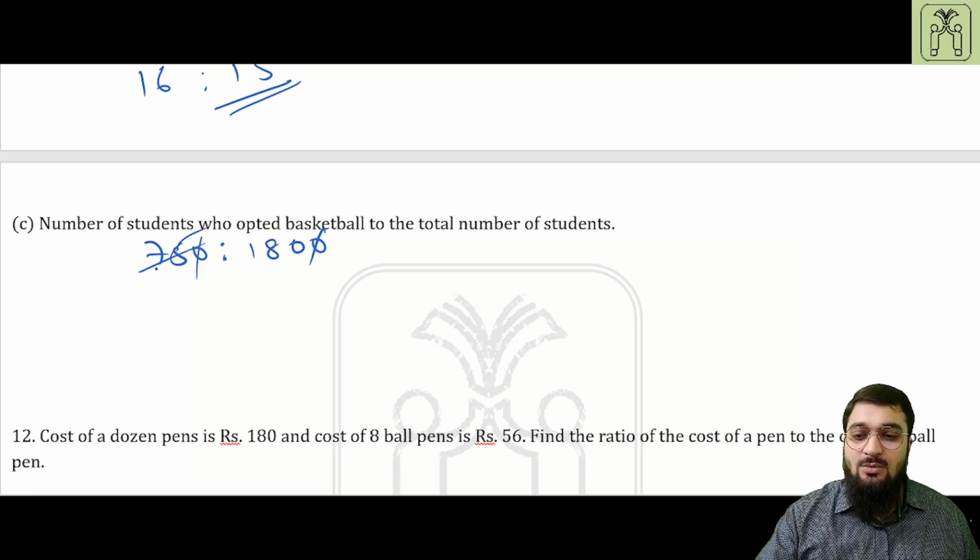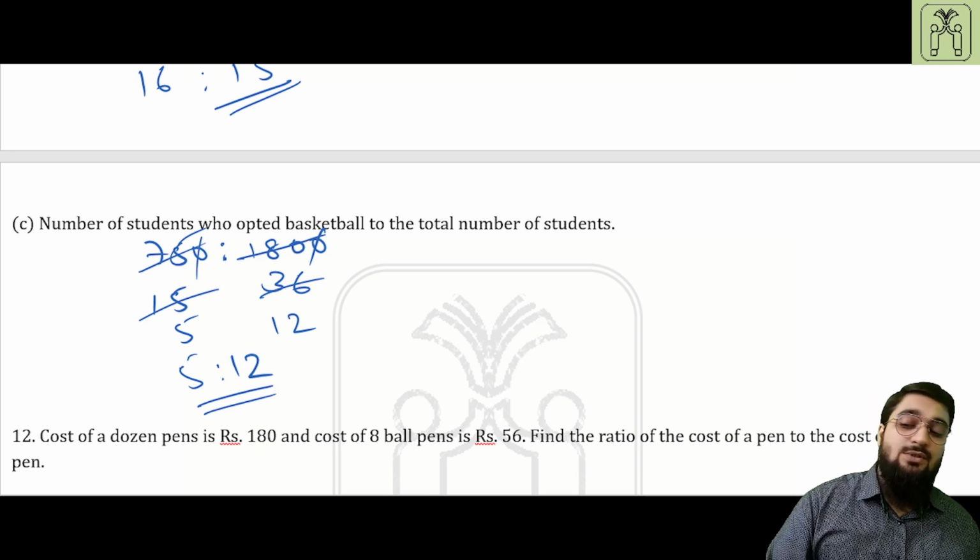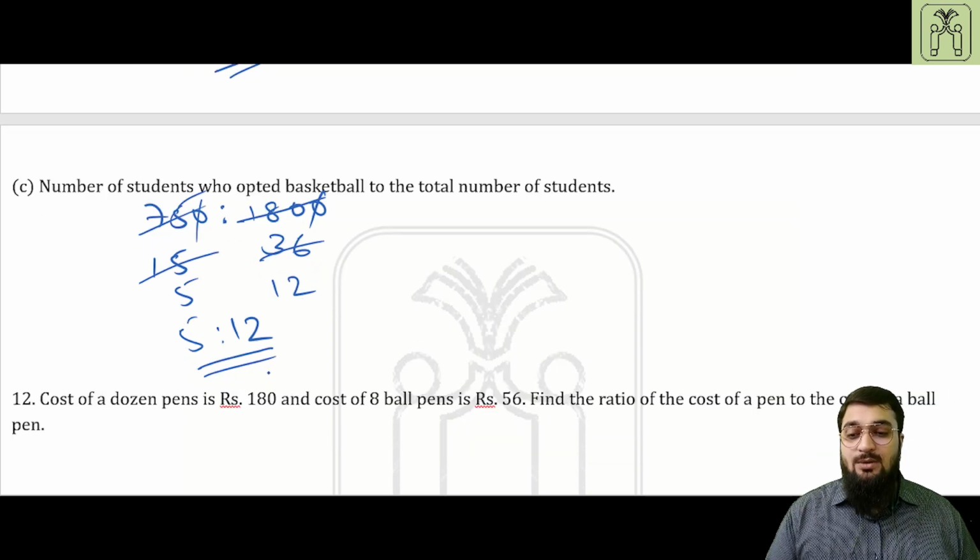So 5 how many times? 1 times 2, 5, 5 times, then 5, 3 times. 15, 30 is 6 times. Then we will have 3 times 5, 3 times 1 is 2 times, 5 and 12. That will be the answer. 5 is to 12. Coming to the next question.